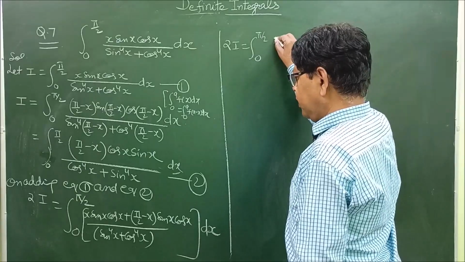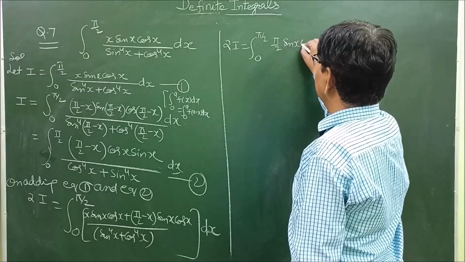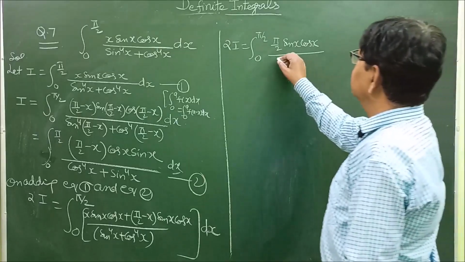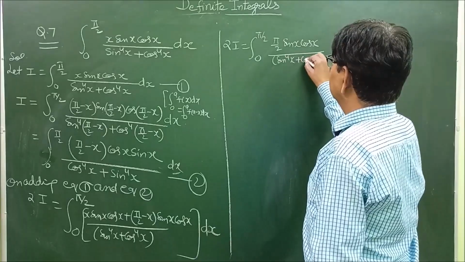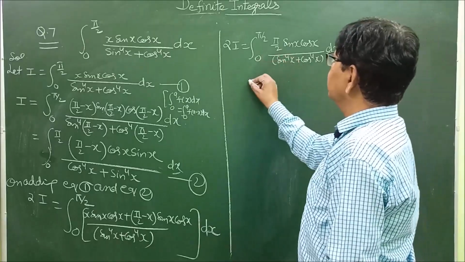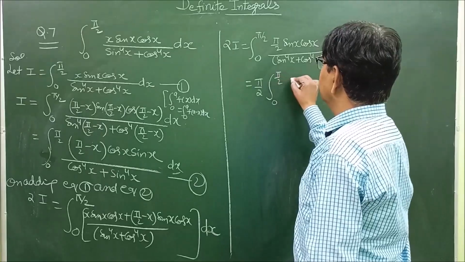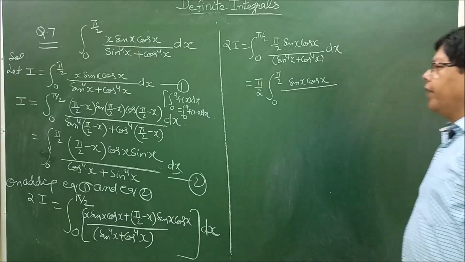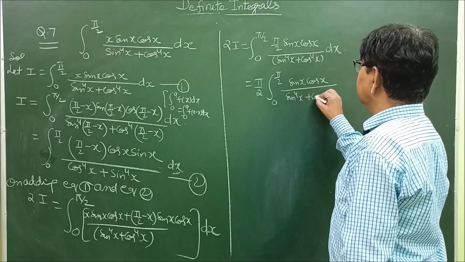We get pi by 2 sin x cos x upon sin 4x plus cos 4x dx. Now this pi by 2 is a constant, it can be taken out of the integral. Integral 0 to pi by 2, in the numerator we have sin x cos x. Now we have got rid of x here, sin 4x plus cos 4x dx.